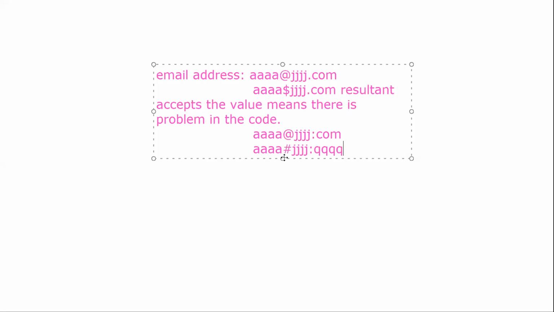If those two characters are not matching, but it is still accepting, it means there is a problem in your code. You need to rewrite, or you need to debug it once again, and correct these particular errors. Otherwise, you can keep it as it is. Until and unless you clear these errors, you cannot move further.